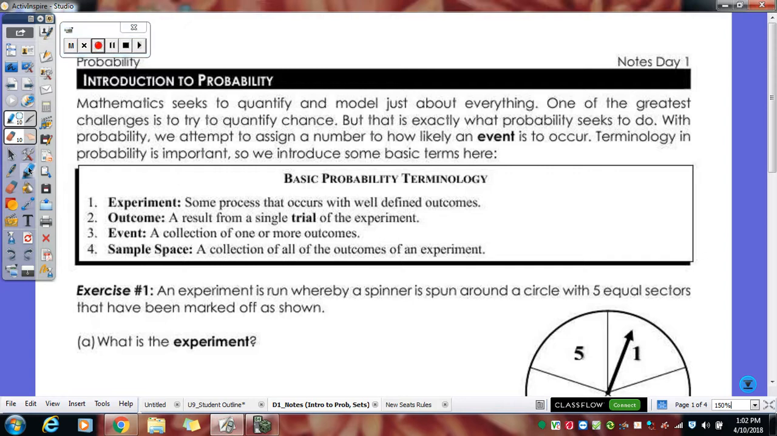So here are some basic terms we have. First one is experiment. That's some process that occurs with well-defined outcomes. Like rolling a die is an experiment. Flipping a coin is an experiment. Rolling a die and flipping a coin would be an experiment. Outcome is a result from a single trial. So if I flip a coin, I get a heads. Heads is my outcome.